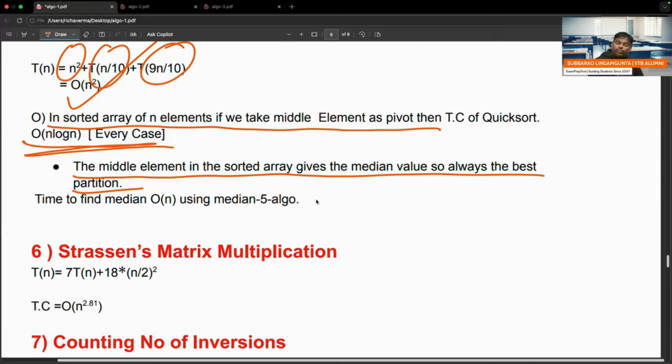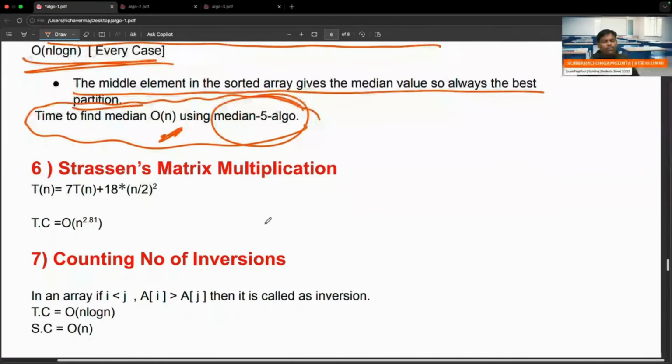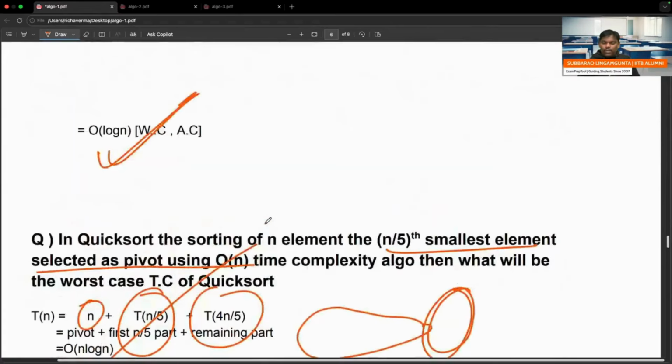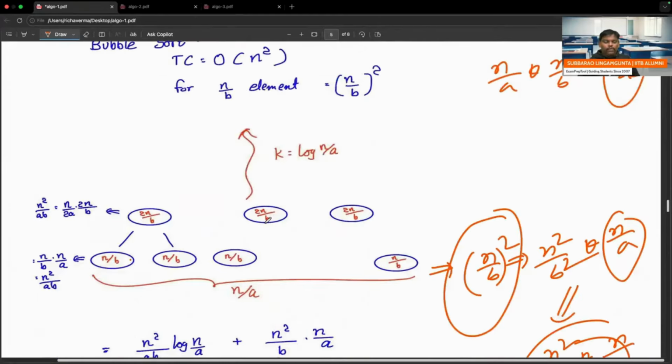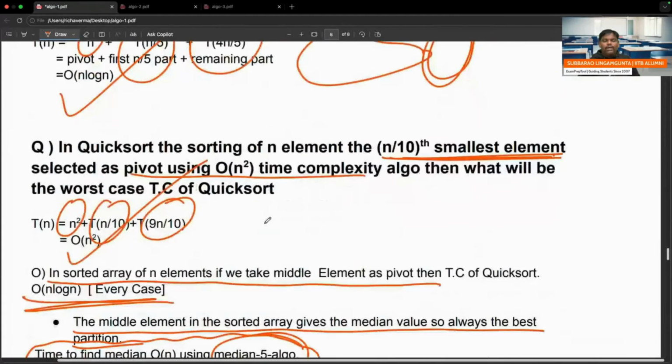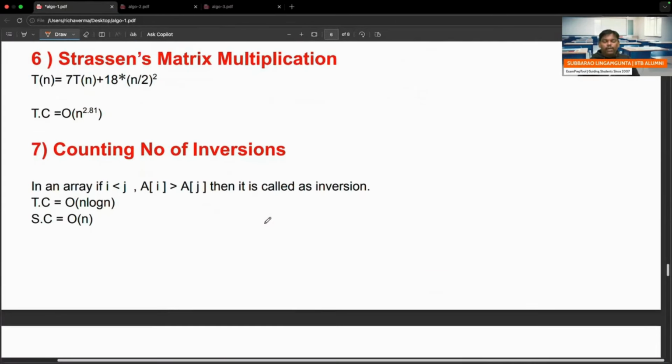The time complexity to find the median of n elements is order of n using the median of 5 algorithm. To find the median in order of n time, you use one algorithm, that is the median of 5 algorithm. It's there in the core main, you can go through it and check. I think all the important points I kept here, for quicksort, merge sort, whatever is required. I'm keeping everything as short notes, whatever is important.